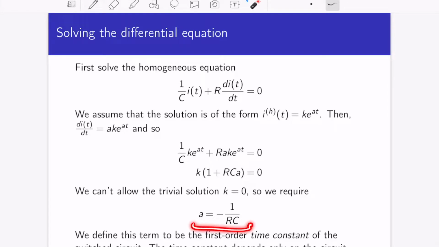The trivial solution where k is 0 is not useful, so we will require that a will be equal to minus 1 over RC. We call this the first order time constant of the circuit. Notice that this time constant only depends on the circuit and the components in that circuit, and it will impact the transient responses of the circuit.